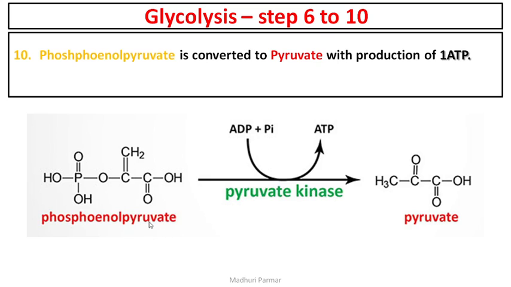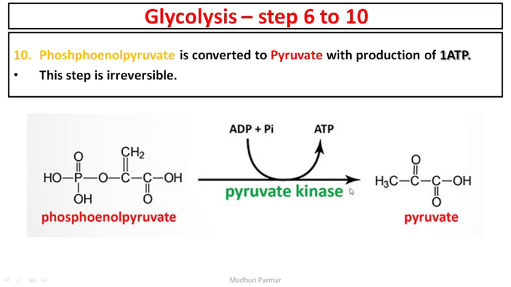It will add a phosphate to this ADP and get converted into pyruvate only. This phosphate is removed from the group. Clear? So here you get the final product, which is pyruvate and one molecule of ATP per molecule of PEP. Phosphoenol pyruvate we have also seen in the C4 pathway, right?